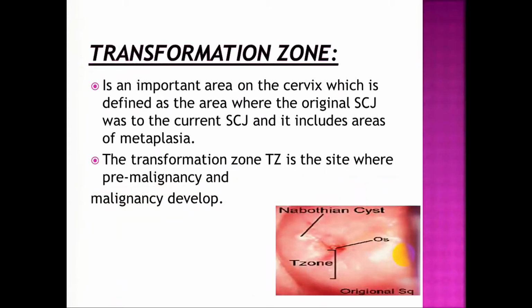The transformation zone is an important area on the cervix, which is defined as the area from where the original squamo-columnar junction was to the current squamo-columnar junction, and it includes the area of metaplasia. The transformation zone is the site where pre-malignancy and malignancy develop.